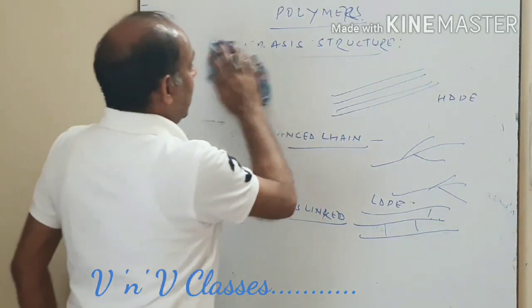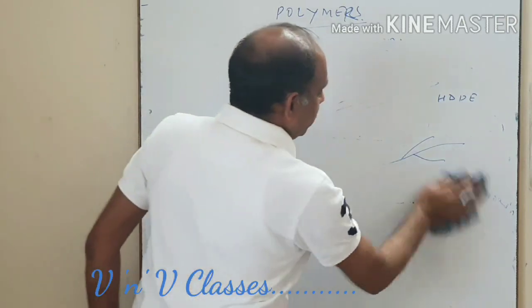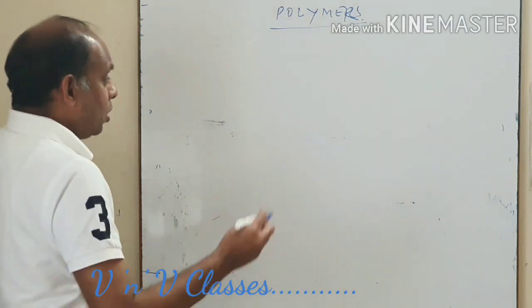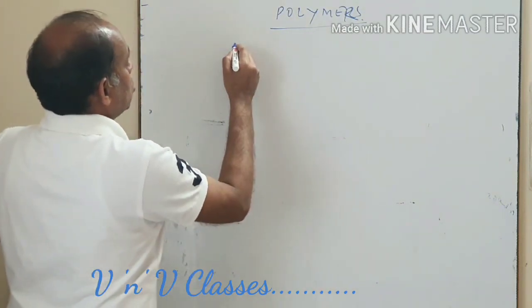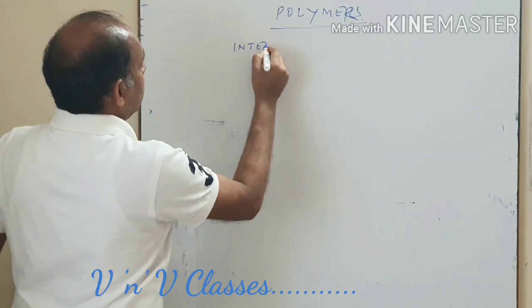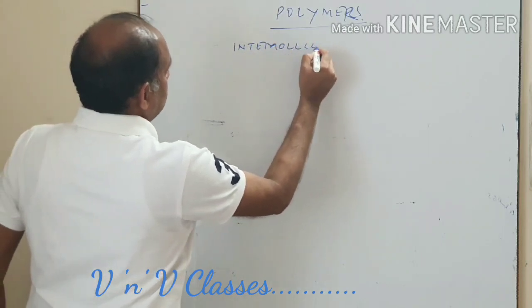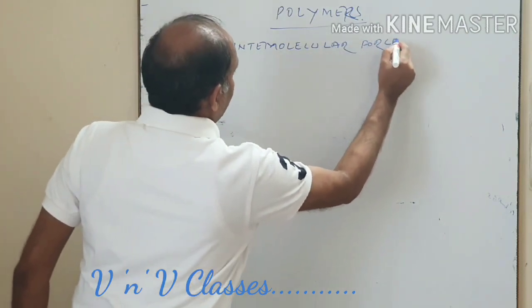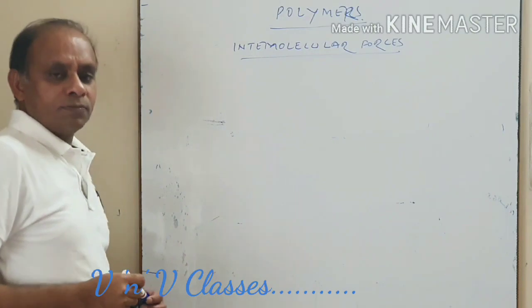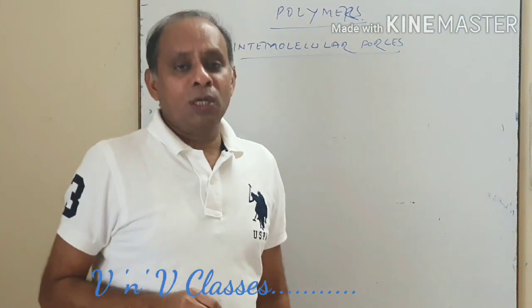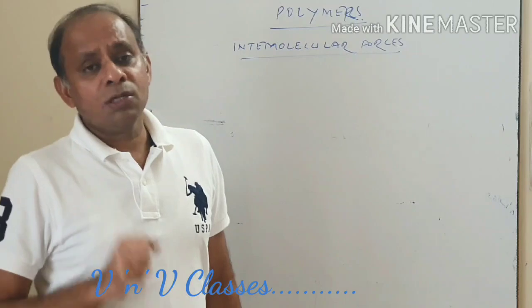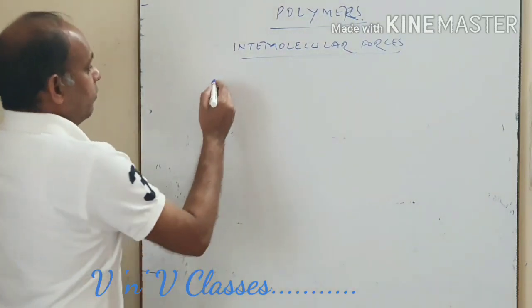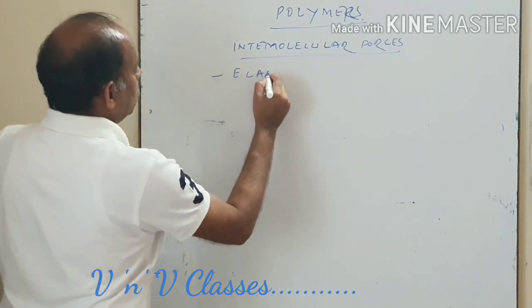One more thing to discuss today. First, we classified on the basis of their sources. Second, on the basis of their structure. Next, we have to classify them on the basis of intermolecular forces between them. What intermolecular forces do we observe between them? On this account, these polymers, on the basis of intermolecular forces, are classified into 4 types. First of all, we have elastomers.